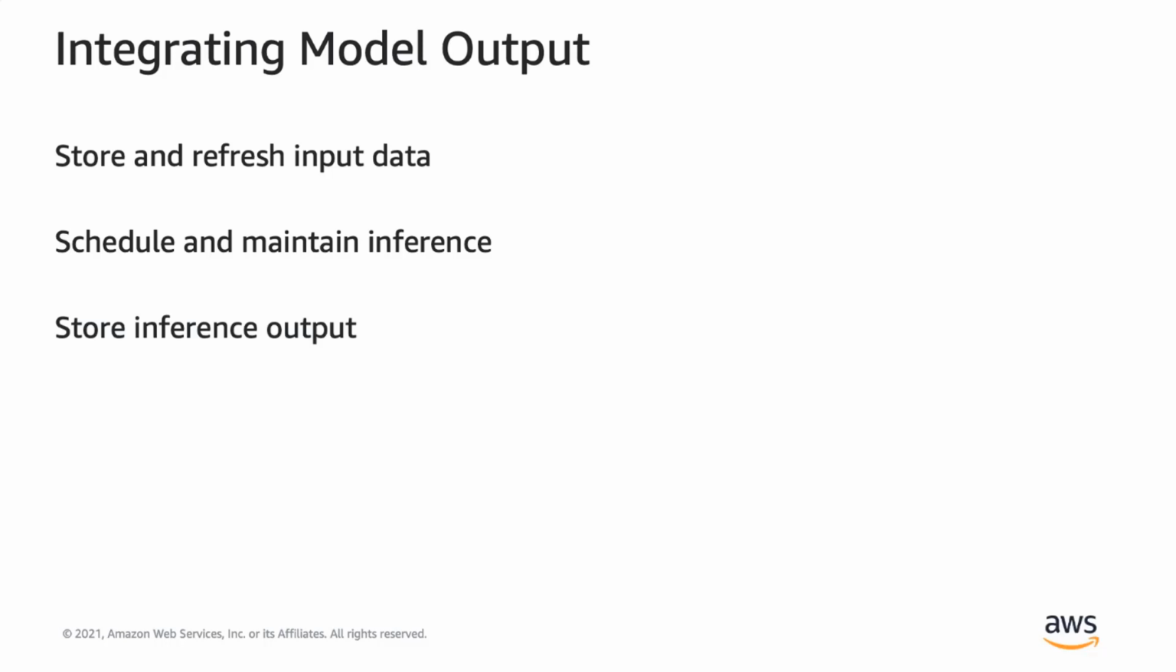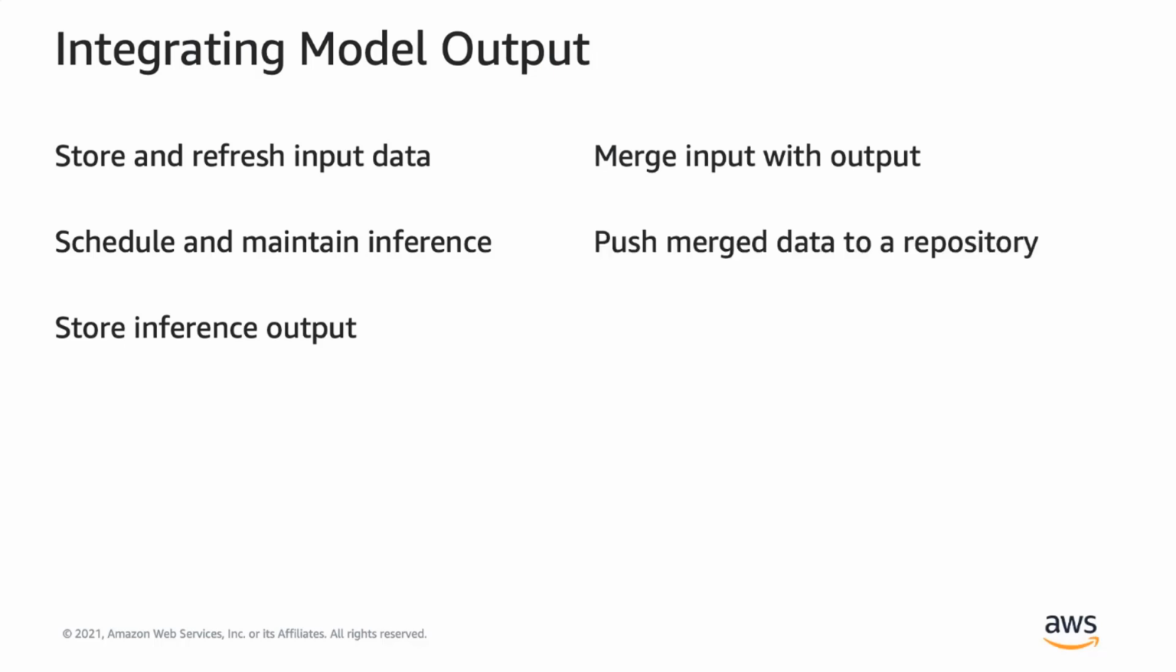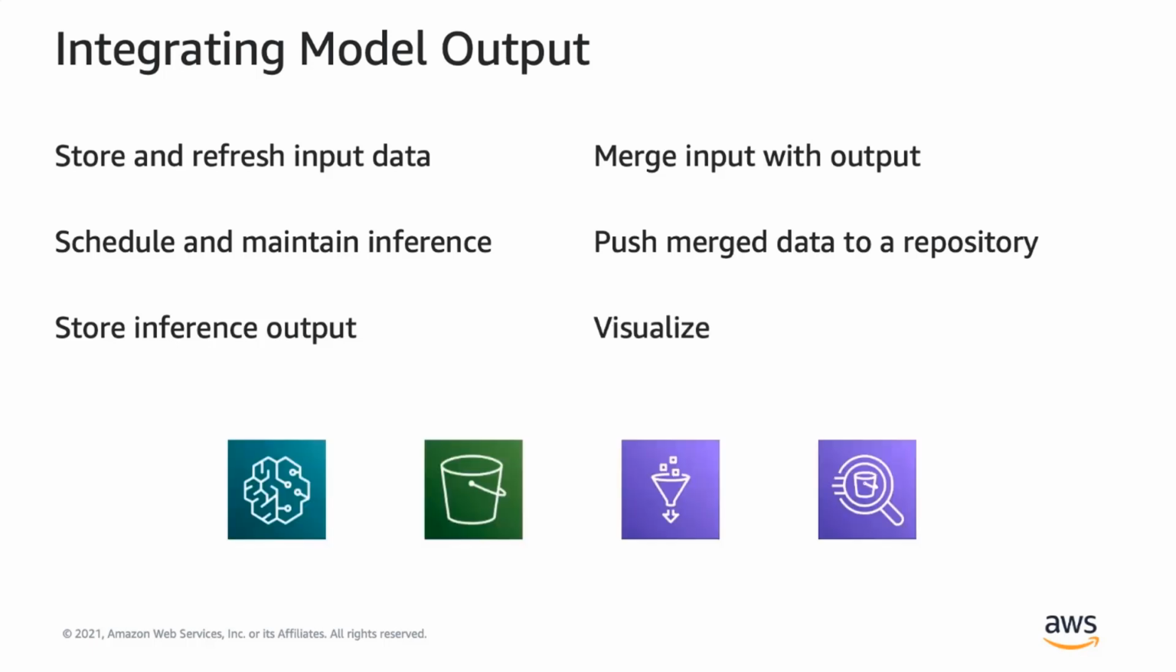You have to take the output from those inference runs and store it somewhere. You then have to merge that input with the output. You then have to push that merged data to another repository somewhere where it's accessible. And lastly, you get to visualize it. So if you want to take the power and the implication of those models that you build and put it out into wider use, it's actually quite a great deal of infrastructure that you have to set up and maintain in order to do that.